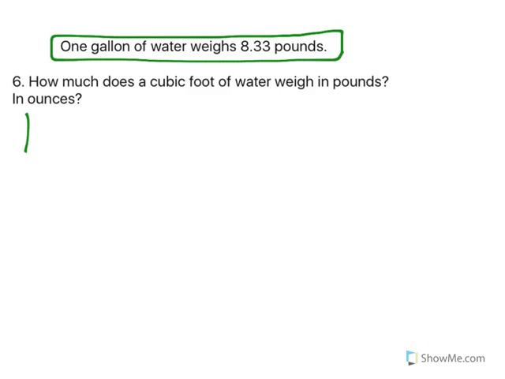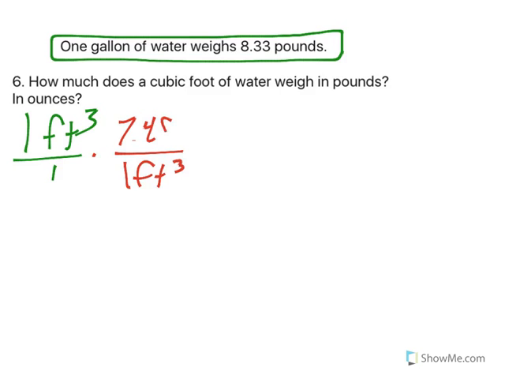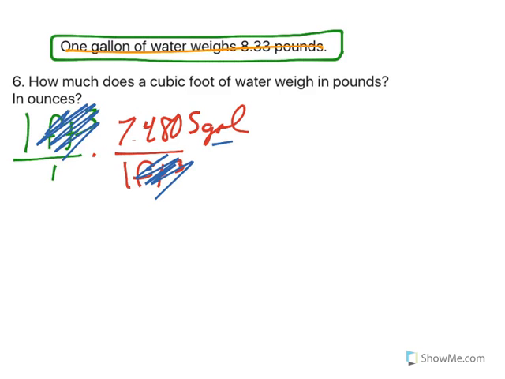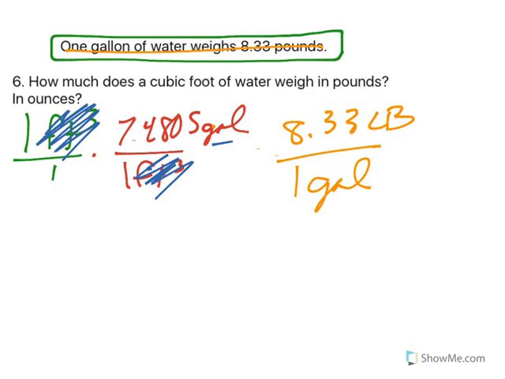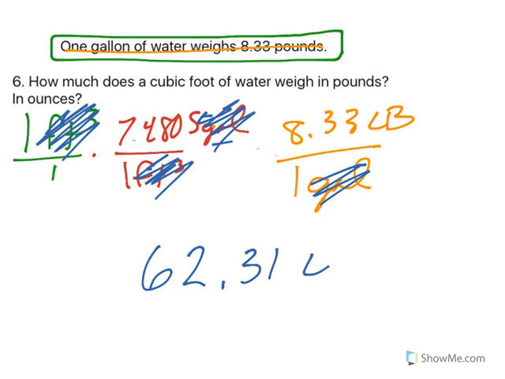So you start with a cubic foot and you say, okay, I know that a cubic foot is 7.4805 gallons, right? You got to go with what you know. This gets you out of cubic feet and gets you into gallons. And then we know from up here, gallons on top, so I'm going to put 1 gallon on the bottom, 8.33 pounds on the top. So that makes my gallons go away. And now I can take my 7.4805 times 8.33, and I end up with 62.31 pounds.